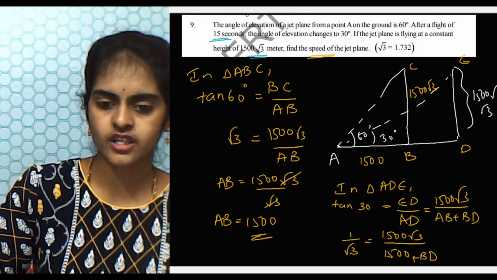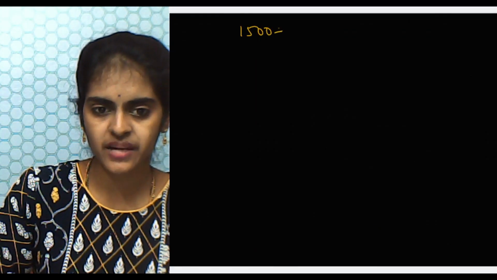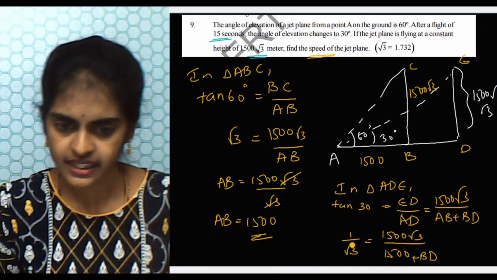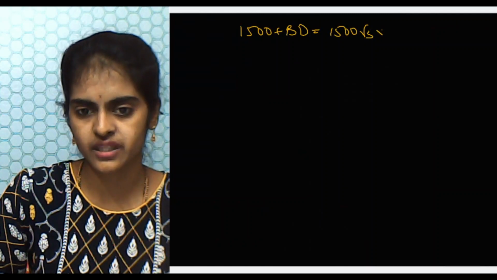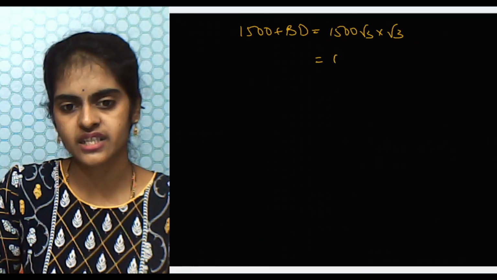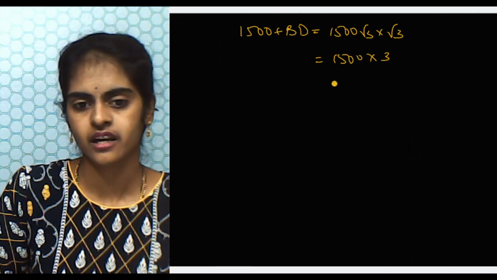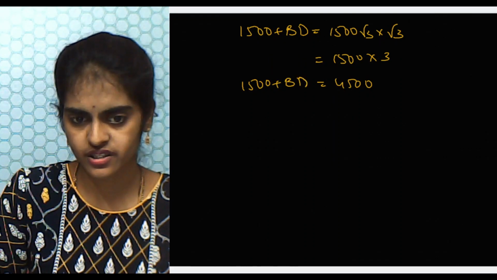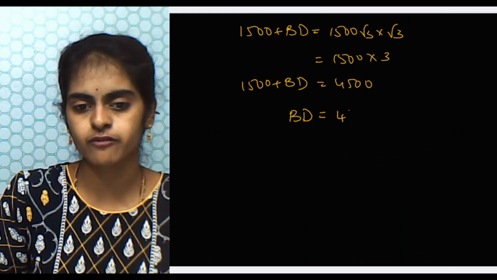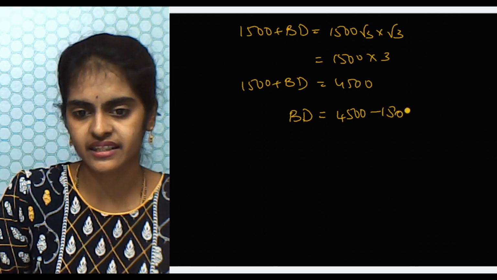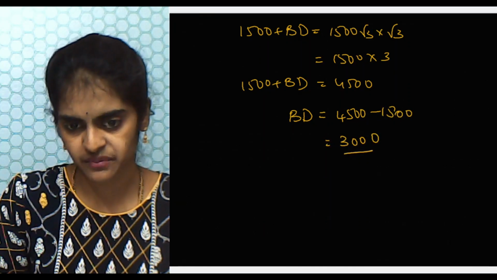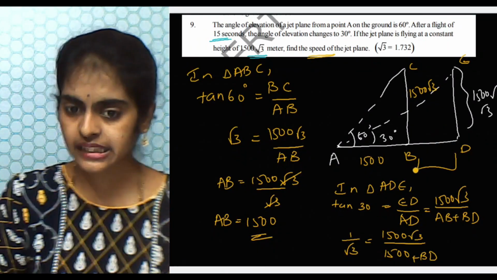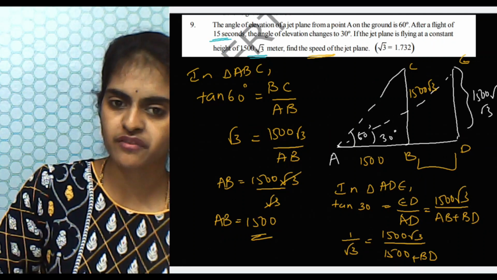Okay, so cross multiply. So 1500 plus BD is equal to 1500 root 3, here you have root 3, so this is 1500 root 3 multiplied by root 3. So this is 1500 into 3, which is nothing but 4500. So 1500 plus BD is 4500. So what is BD? BD is nothing but 4500 minus 1500, which is 3000. So BD is the distance traveled by the aeroplane. So it is 3000, and the time is 15 seconds.